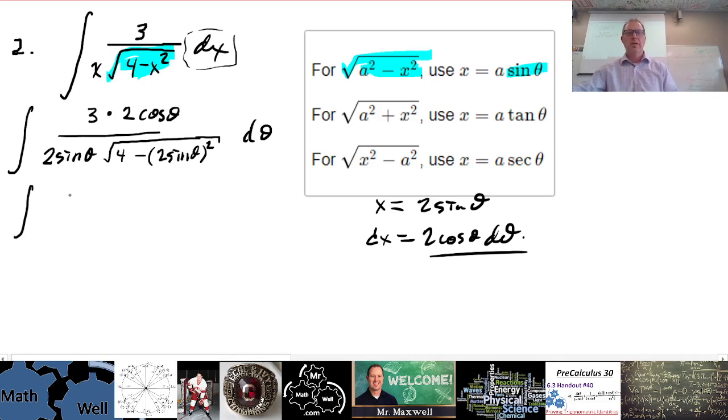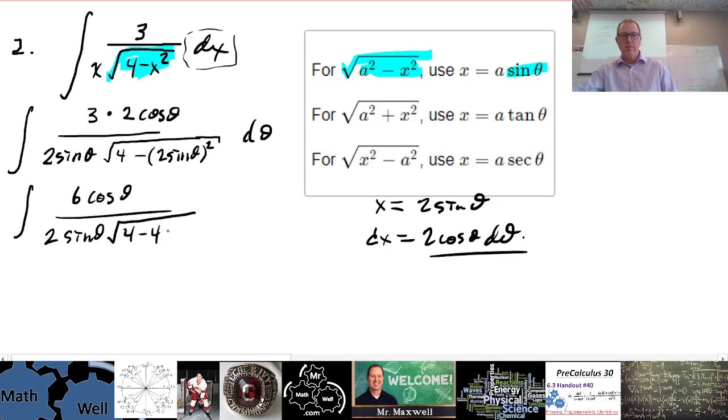So this is going to be 6 cos theta on top. Down here is 2 sine theta on the bottom. And then this is going to be what? Square root of 4 minus 4 sine squared theta, d theta. And of course we're going to work on this right here.